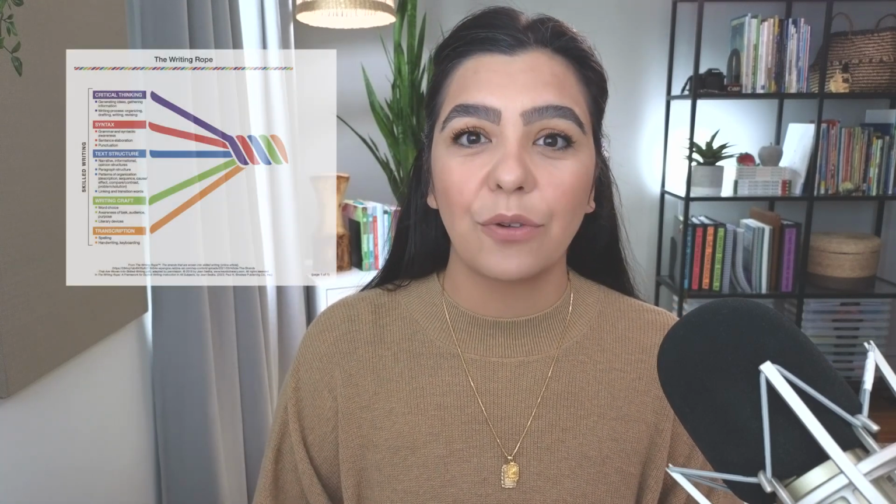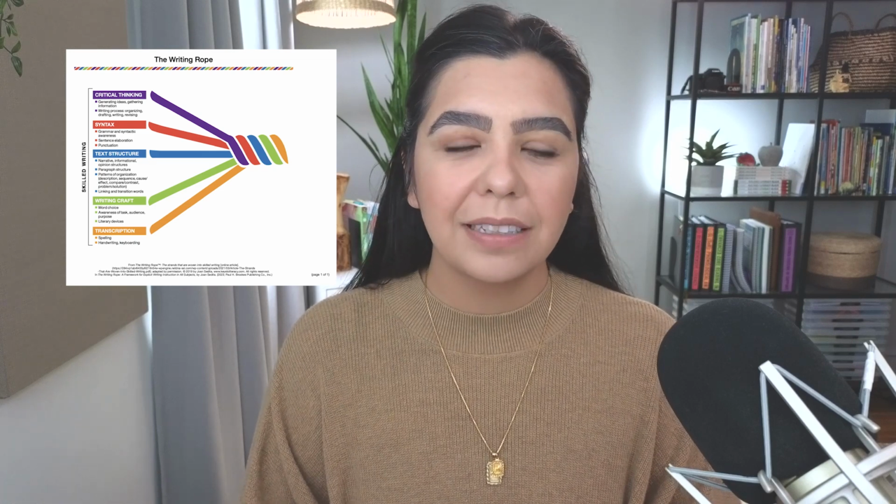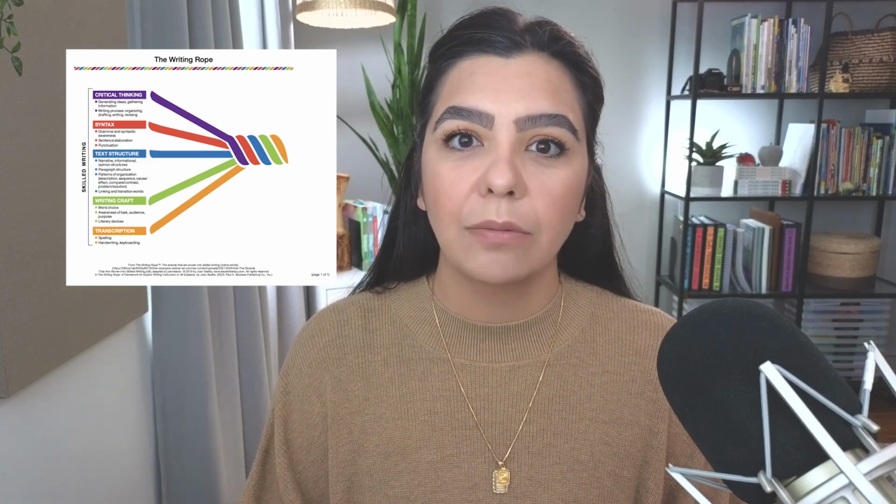And in that last video, I talked about Joan Sedita's writing rope. And the writing rope consists of a variety of components that help to build a proficient writer. And one of the components that she mentions is text structures. And text structures is all about organizing our thoughts and putting them onto paper and making sure that we're including elements that go along with the genre that we're writing.